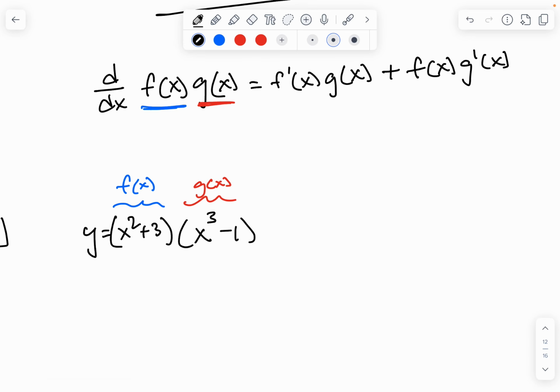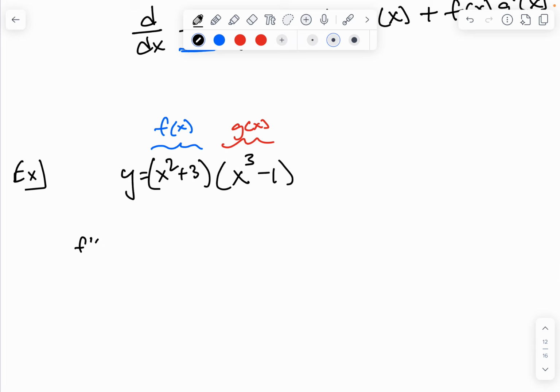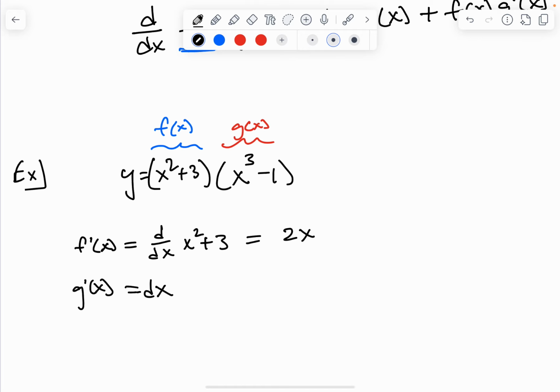So first, let's find just the f prime of x and g prime of x. So f prime of x is equal to d dx of x squared plus 3, which is just 2x. g prime of x is equal to d dx of x cubed minus 1, and that is equal to 3x squared.